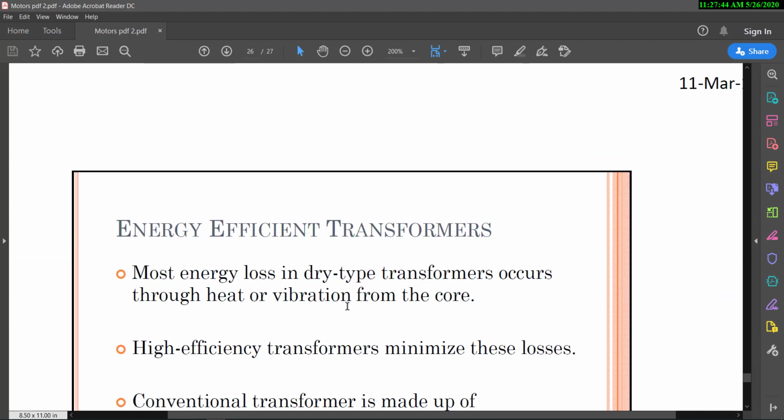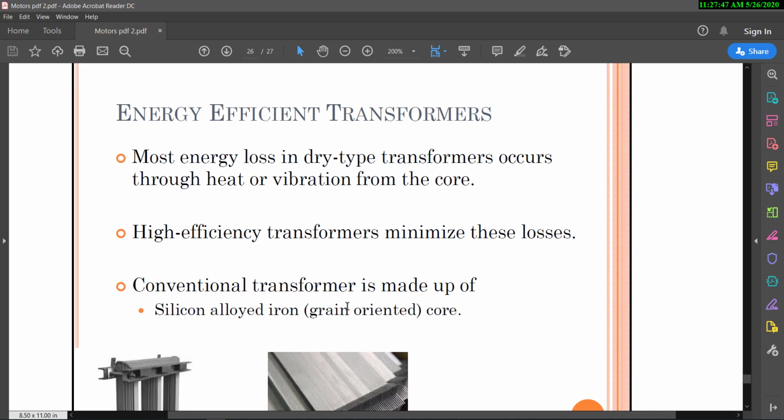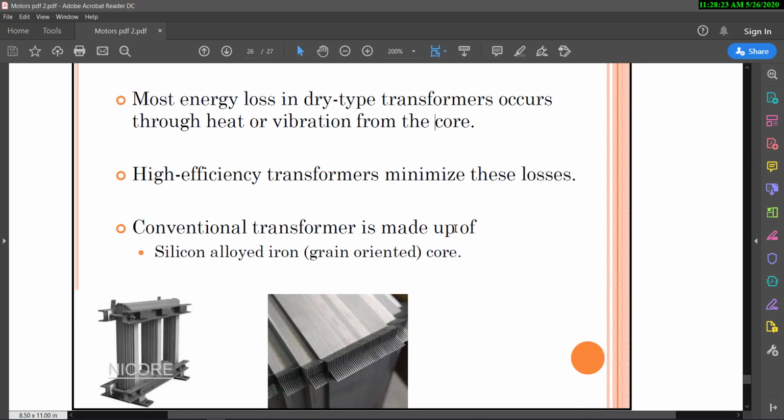Next is energy efficient transformer, that is what energy savings will help to improve the transformer efficiency. Most energy loss in dry type transformers occurs through heat or vibration from the core, that is the core in the transformer will cause some vibration, due to that energy is lost, and the efficiency also gets reduced. Some heating problems are also present in the transformer, which will also result in decreased efficiency. A high efficiency transformer minimizes these losses.